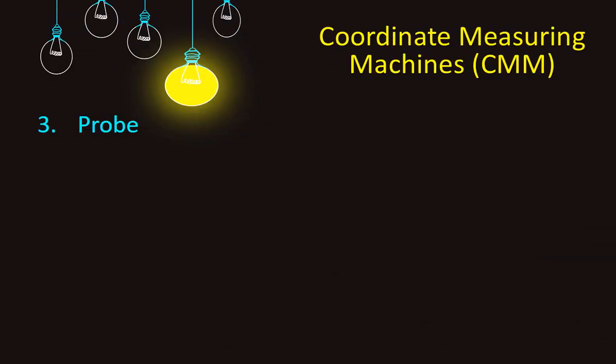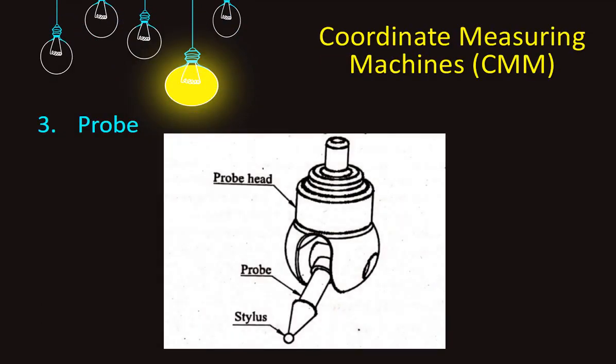Next thing is the probe and its assembly. The figure shows the probe and the assembly. Here the probe is connected with the probe head, and the probe head is directly connected to the structure of the CMM. At the end of the probe there is a stylus. This stylus is the main sensing element of this probe assembly. Sometimes this stylus is a kind of LVDT structure that we have already studied in the previous chapters.